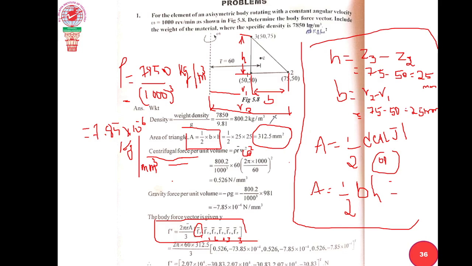So now you should calculate centrifugal force per unit volume, which is rho into R bar into omega square. Omega I think you already found. Rho we got. R bar they given. Do it.